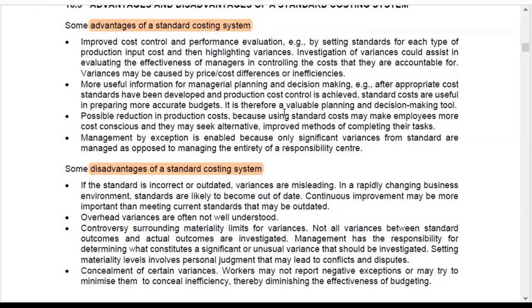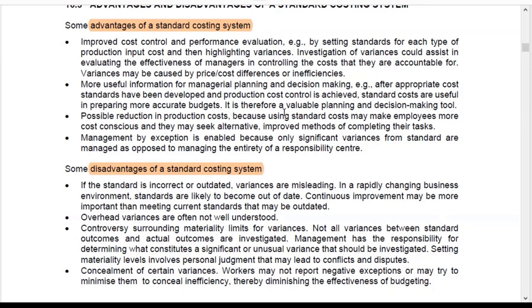Advantage: you improve your cost control and performance evaluation. You set the standards, then you can highlight those variances and investigate why you performed the way that you did. The information from standard costing helps you to plan and make decisions, because you have a more accurate budget. So you can plan and you can make decisions.